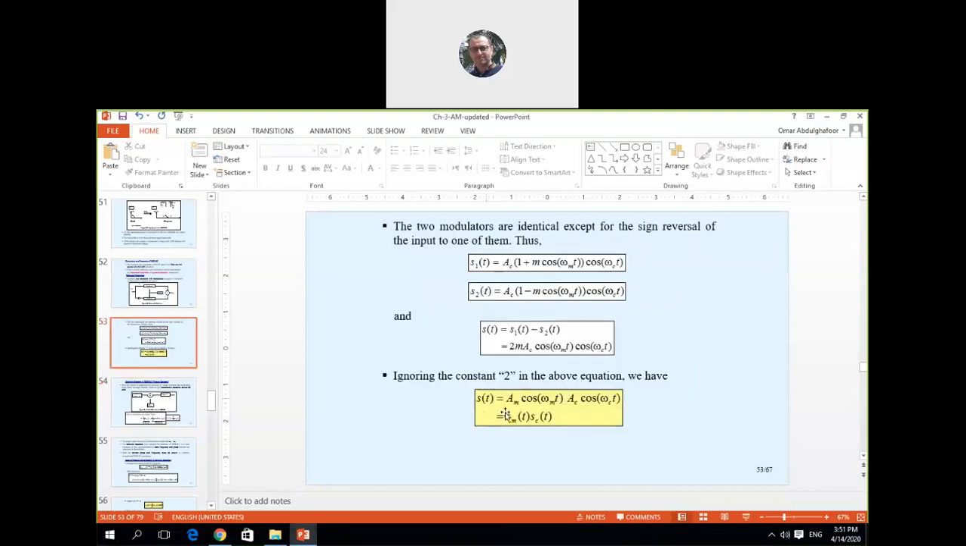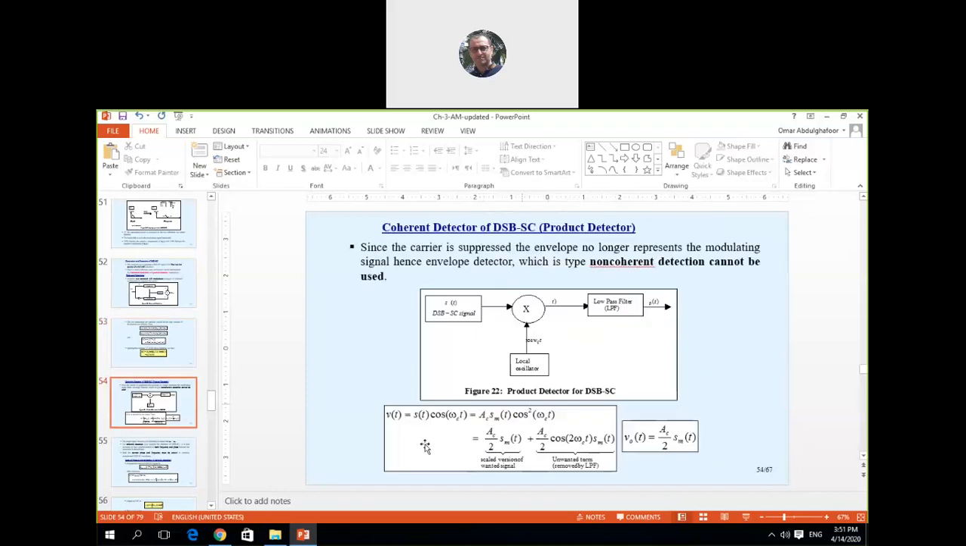This one, S of t. Then S of t cosine omega c t comes from the local oscillator, or frequency generator, whatever. Normally we call it a local oscillator, but here we have a special local oscillator in coherent detection. Since we said coherent detection, that means we have a special local oscillator.